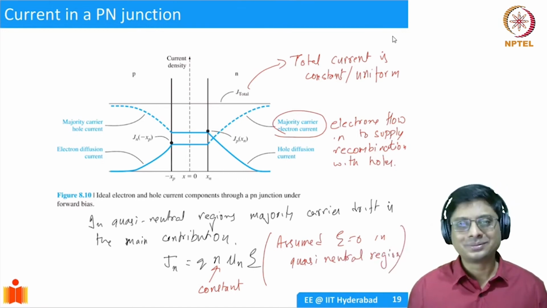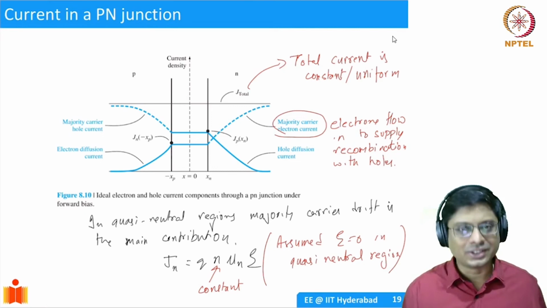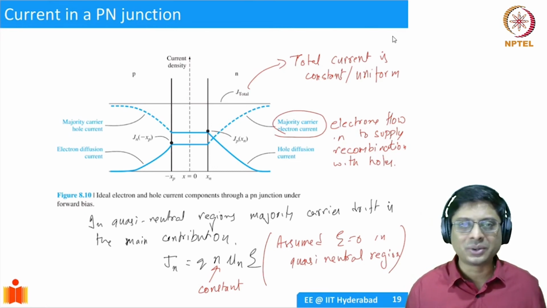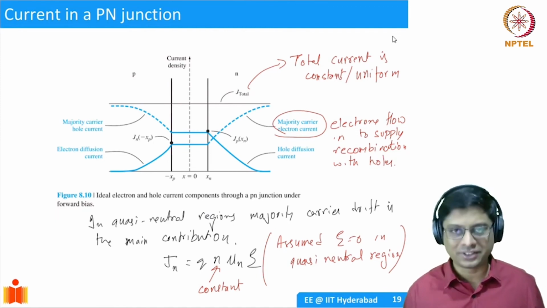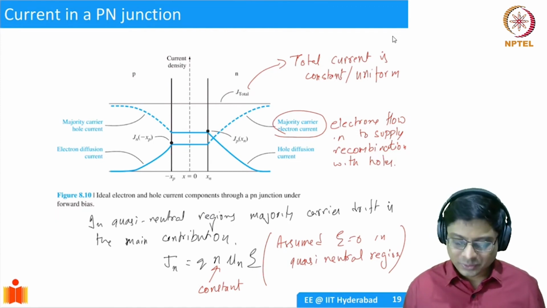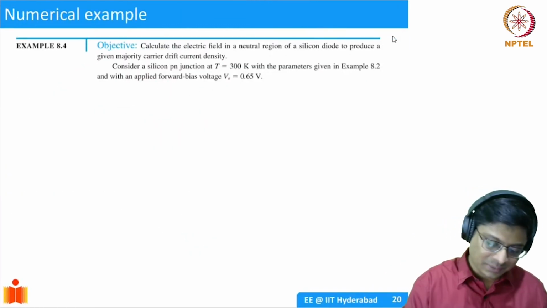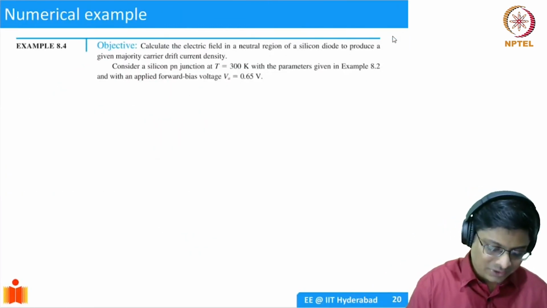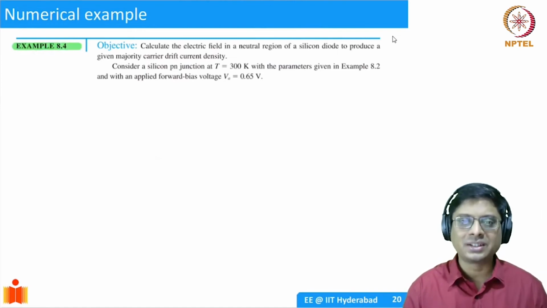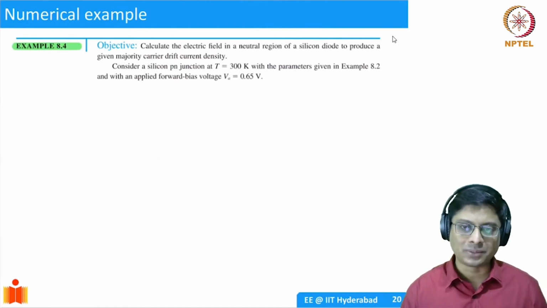Is it really true? Because there's some current, right? And of course, it's a uniformly doped semiconductor, so there is no N changing, there is no Q changing, there is no mu changing, so there is going to be some electric field. Okay? So we would like to compute the electric field also, and that is what is done in this problem. I will leave it to you as homework. The solution is there. Please go and understand the problem.